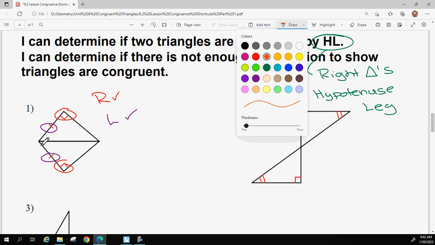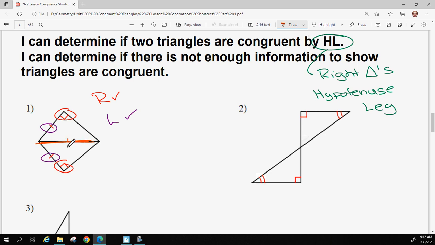And then we have reflexive property here because they share a side. And in fact, that side is across from the 90-degree angle in both triangles. So that's our hypotenuse. Our hypotenuse must be congruent because they overlap here. They share that hypotenuse. And so we could say these two triangles are congruent. That means they're the same size by using this hypotenuse leg shortcut.